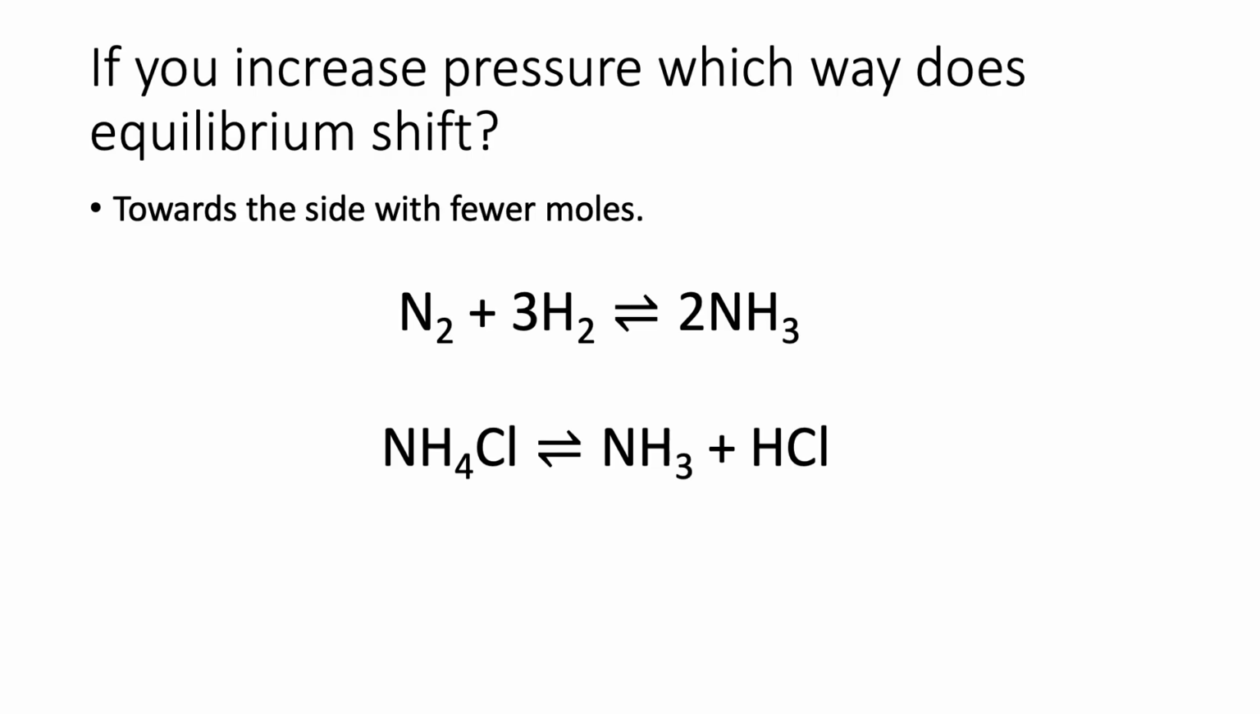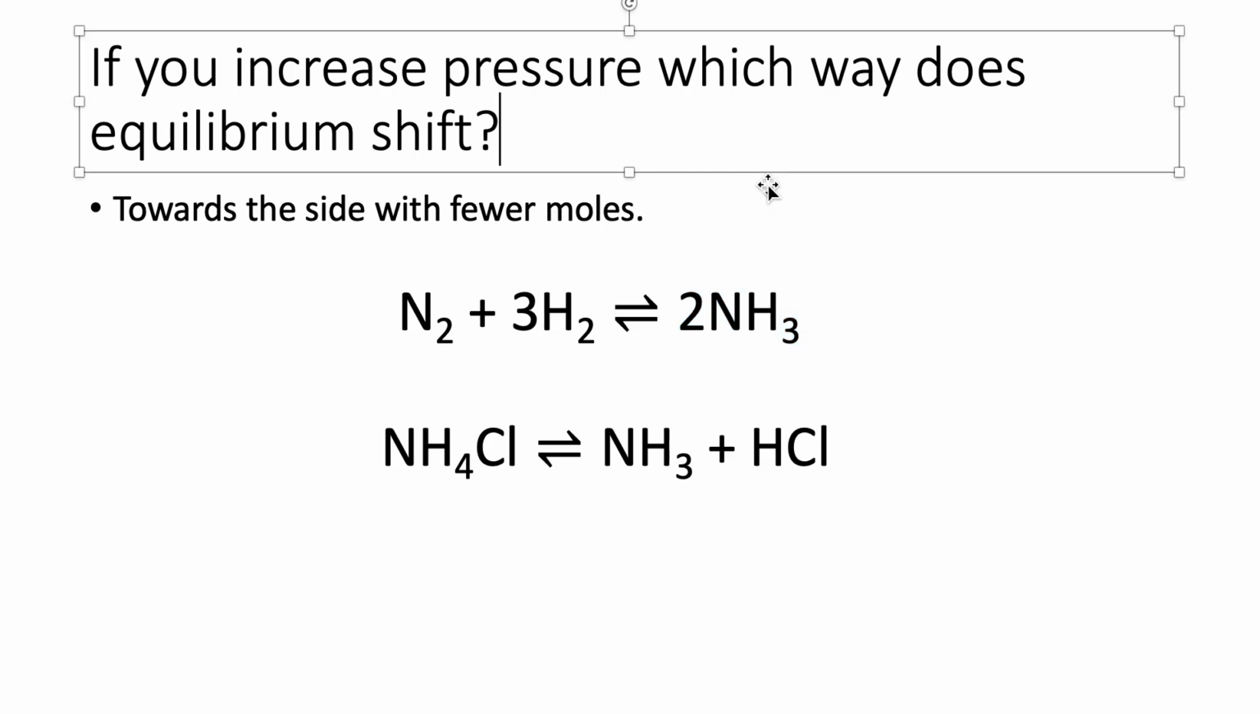So, first one is if you increase pressure, which way does equilibrium shift? So I mentioned this before, we might have done that by making the container smaller. So to try and bring the pressure back down to the original level, we're going to need fewer particles. Now, if you look at this equation here, on the left-hand side there are 4 moles, on the right-hand side there are 2 moles. So by shifting to the right, the side with fewer moles, that means there will be less particles in the system and it will bring the pressure back down. So increasing pressure shifts it towards the side with fewer moles.